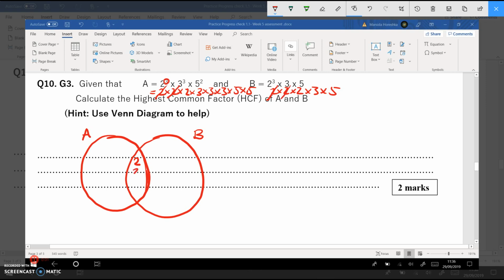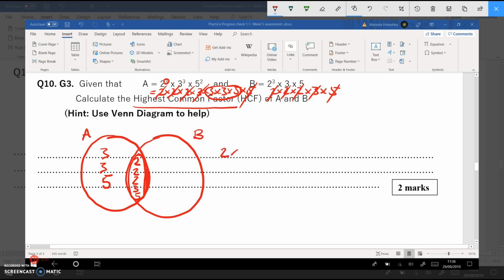And then there is another 2, and there is another 2. Then there is a 3, and there is a 5. Now, whatever is left, I've got 3, 3, and 5 here, and I haven't got anything left for B. So the highest common factor is found by multiplying all of the numbers that overlap, all of these prime factors that are in common for both of the numbers.